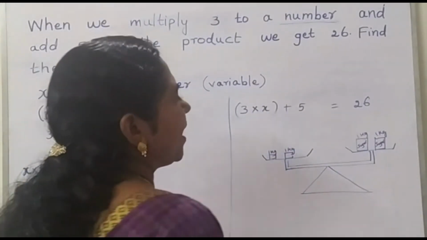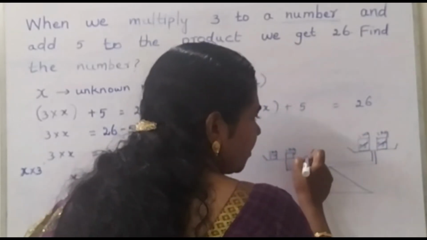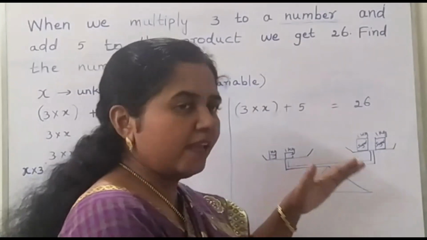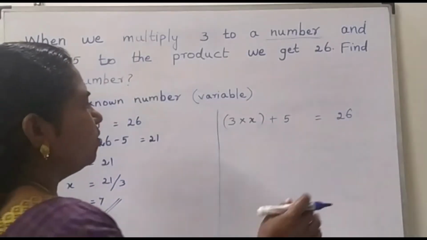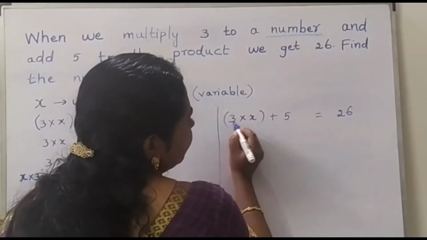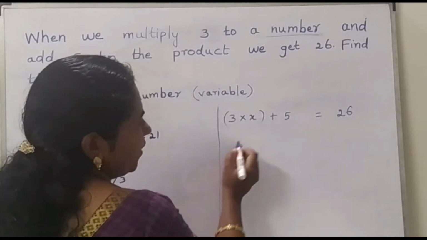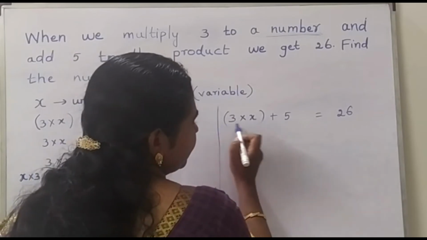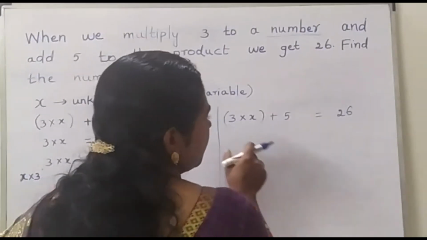Or if I add 1 more kilogram of sugar to this side, I should place 1 more kilogram of weight on this side. Then only it will be in the balanced state. The same principle we are going to use here. Using the same principle, here we have 3 into x plus 5 is equal to 26. Now we have to find the value of x. This is the term containing x, that is 3 into x. On the left hand side we should have this term alone.